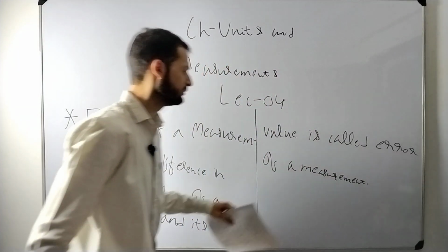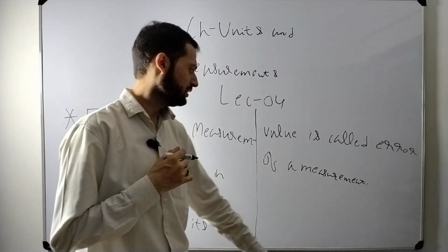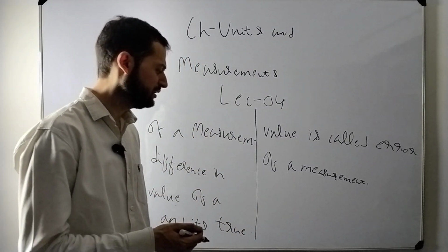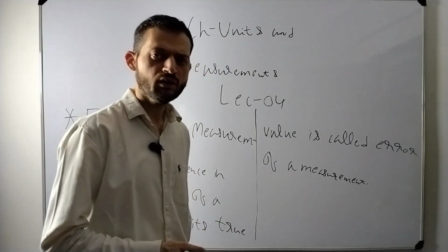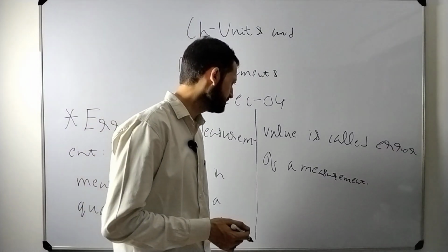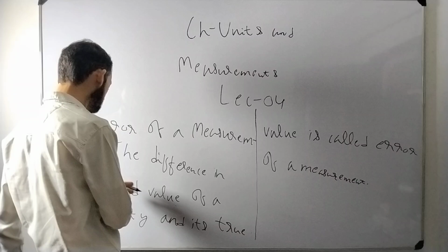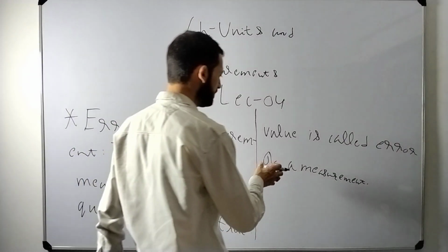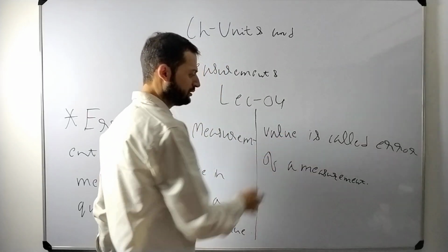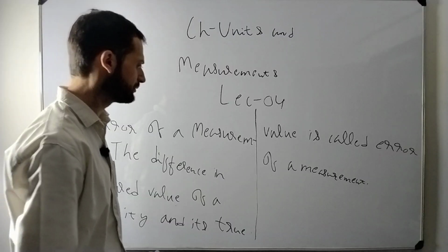Okay, students. So you have a meter scale, and you are dealing with the height of a person. You notice his height is like 2.1 meter, and it is the measured value, and his actual height, the true value, is 2.2 meter. So the difference between the two values is actually called the error.